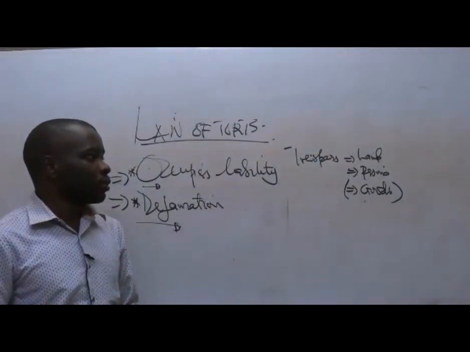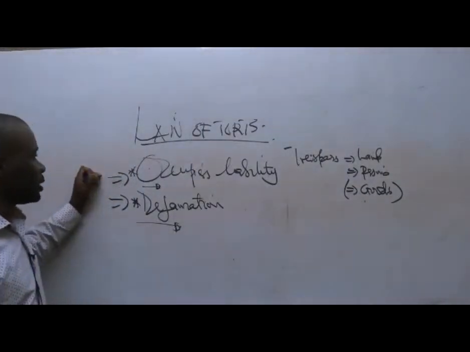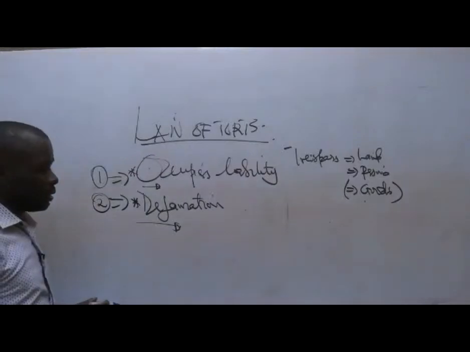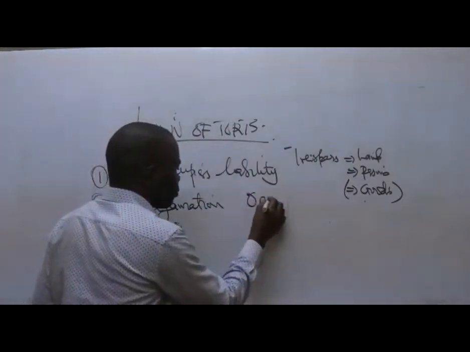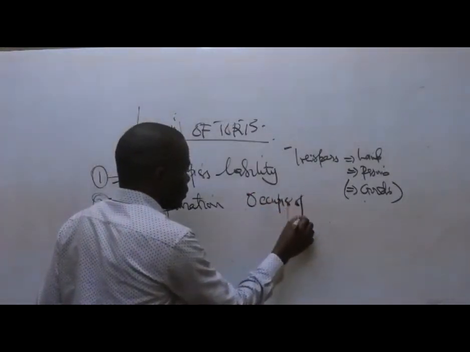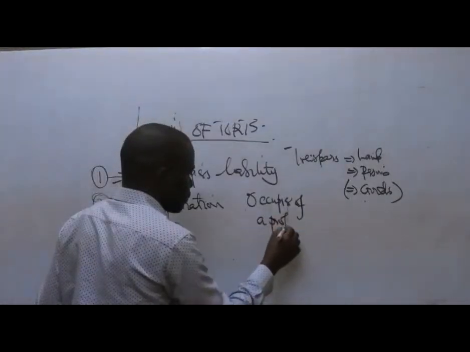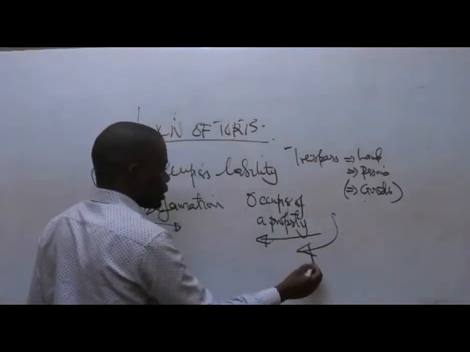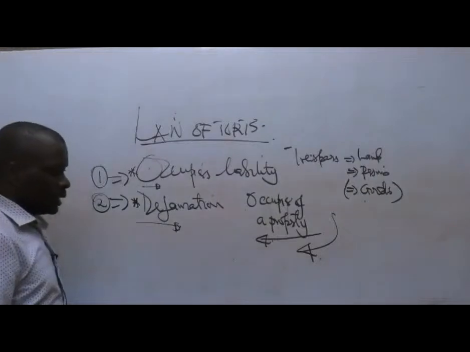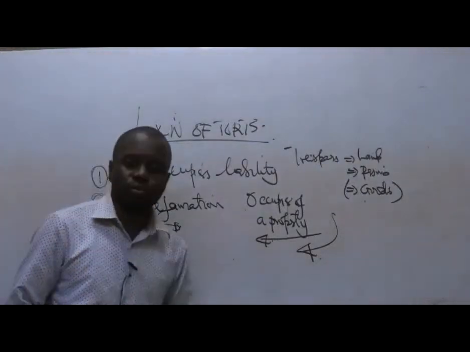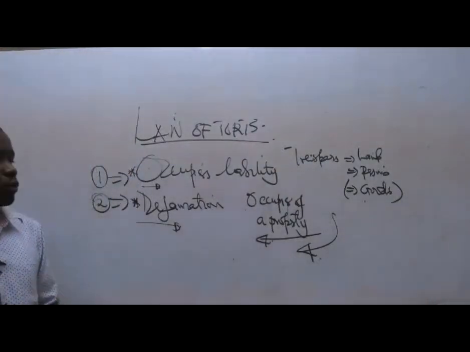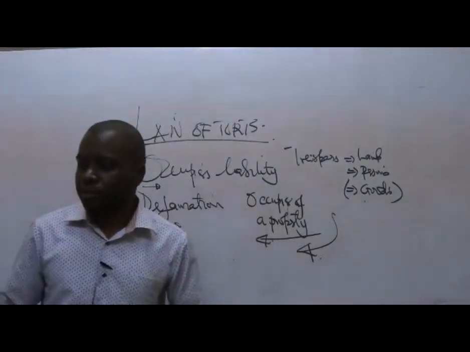So when you talk about occupiers liability as a form of tort, it is basically talking about the responsibility of an occupier of a property on those who are likely to visit the property. For example, if it is a building, let's say a supermarket, what are the responsibilities of the occupier with regard to those who are likely to visit or come to the premises?